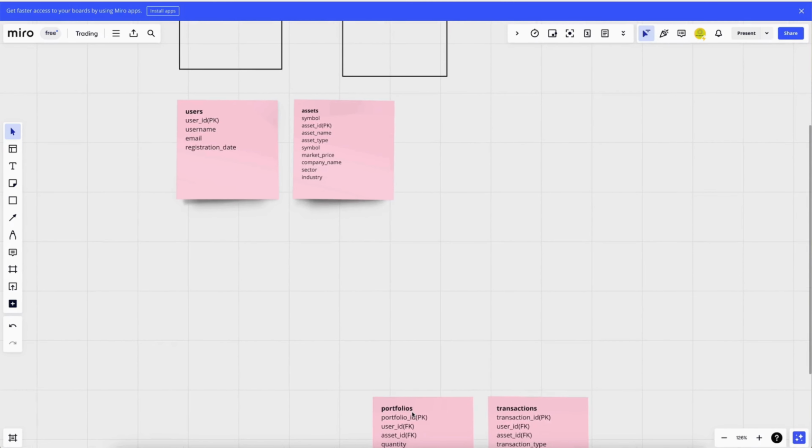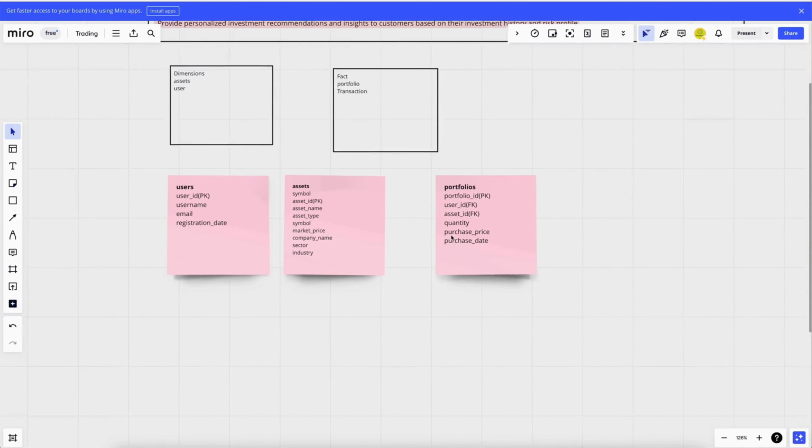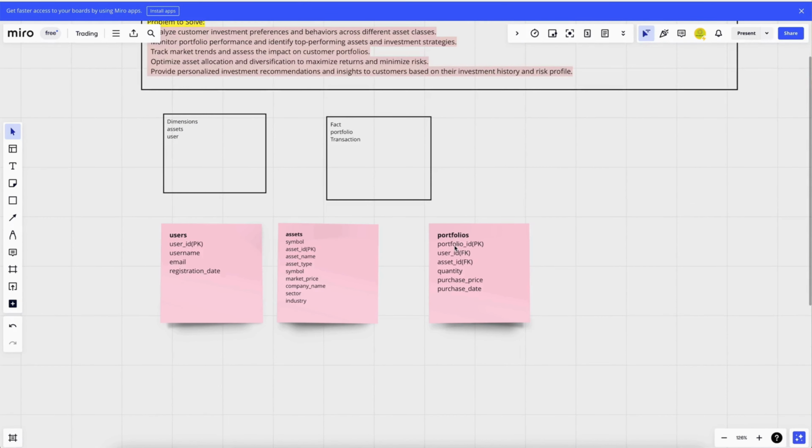So let me grab this one. If you see here, we have the portfolio ID of each user and what kind of assets he has. Just the asset ID we are maintaining here, and we can join it back to the asset table with asset ID to get all the relevant information about that asset. And what is the purchase price on that day for that asset.